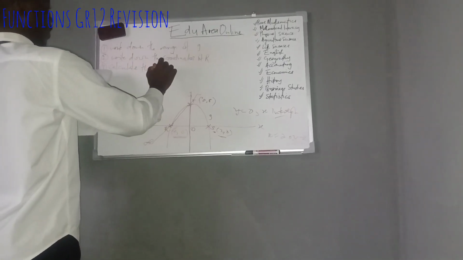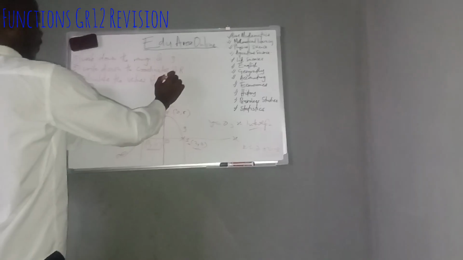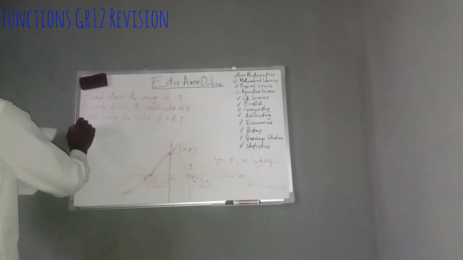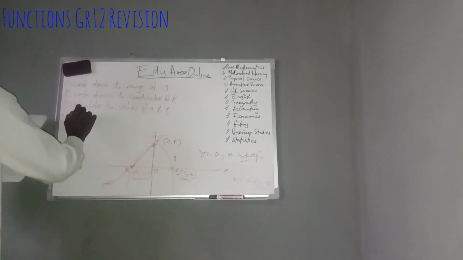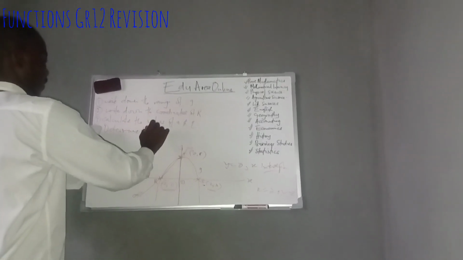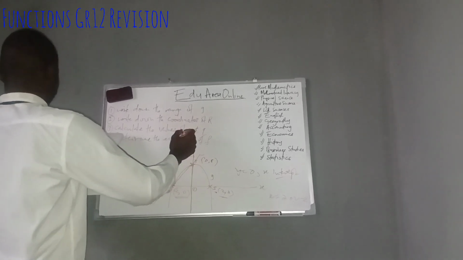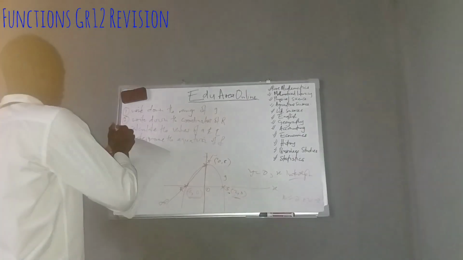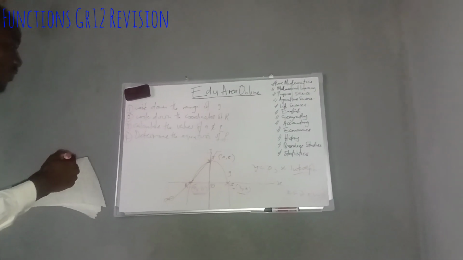Number 3, it is saying calculate the values of A and Q for that parabola, for this downward curve of the parabola. Then you also have to determine the equation of F, which is a straight line. Right? Yes, those are the questions. So write down the range of G.